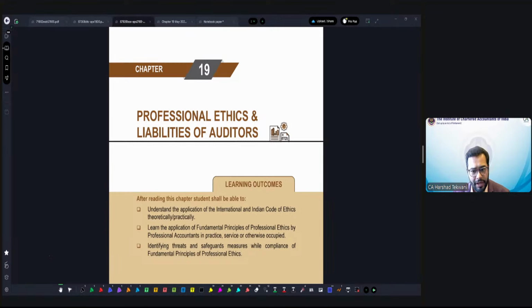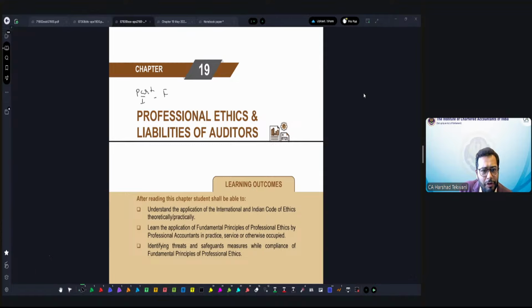Now, when I say this particular chapter, chapter number 19, professional ethics and the liabilities of auditor, what it covers, what it has. So, before we deep dive into the chapter, we do a quick revision. We need to understand what this chapter has, how to do a quick revision of this chapter. See, this chapter I usually divide into three parts. Part number one basically talks more about the fundamental principles and the ethical principles for an auditor and for a chartered accountant. Okay, so that is your part one in this particular chapter.